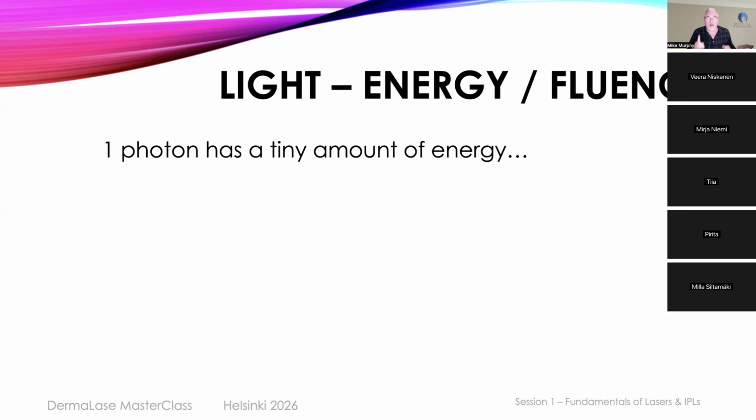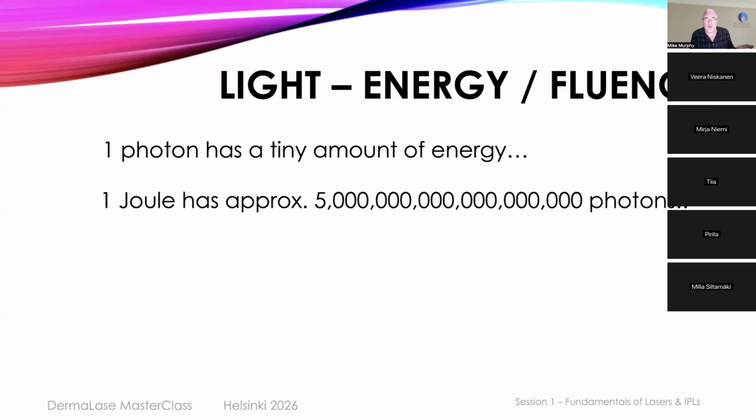So if one photon has got a tiny amount of energy, then 1 joule, which is quite a lot of energy, is equivalent to that many photons, 5 with 18 zeros. All right, so that shows you how little energy each individual photon has. It's 1 over that huge number. In physics, we don't tend to use that kind of language. We talk about 5 times 10 to the 18 photons. That makes a lot more sense to me.